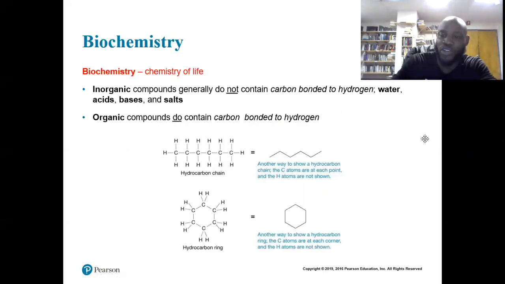Biochemistry is the chemistry of life. When I say inorganic and organic, you may think of when you go to the grocery store, for instance, and you say, oh, this is organic. Organic in the grocery store and organic in chemistry are two different things. All right, just to break that confusion.